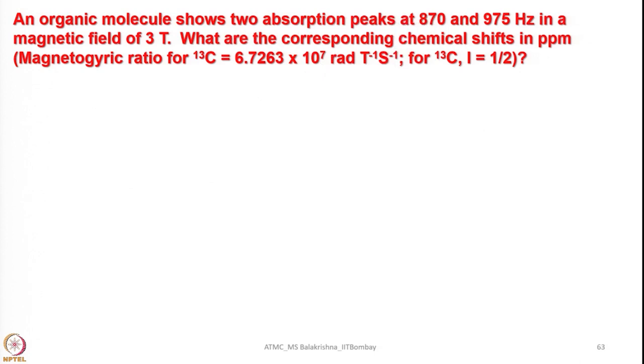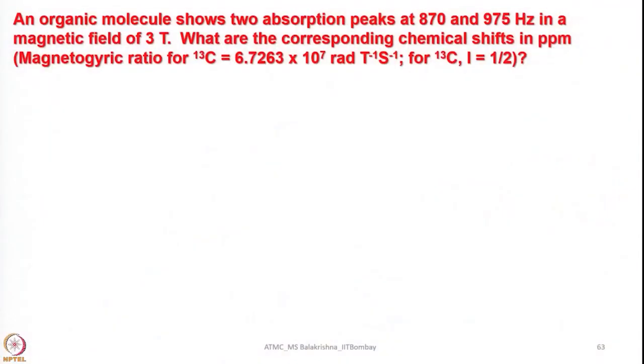nu corresponding to this one, because 3 Tesla is there. Corresponding to Tesla, we have to calculate the magnetic field strength. Once we calculate the magnetic field strength, then if you divide the value 870 by that, you get the corresponding value in ppm. So let us do that. Now you should remember only one equation here.